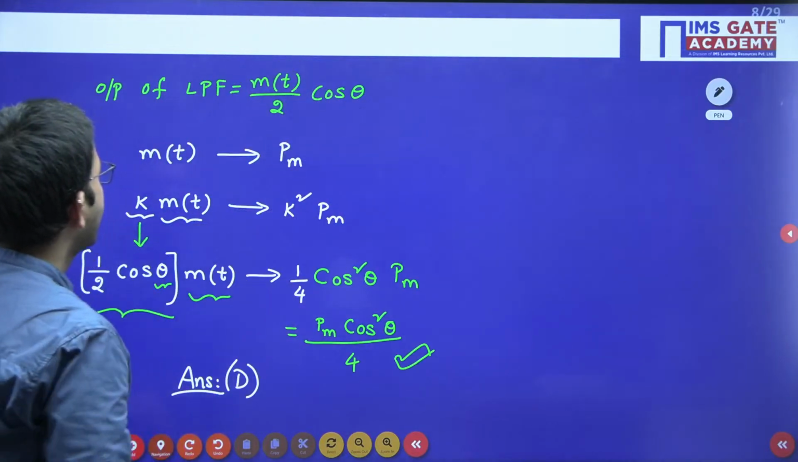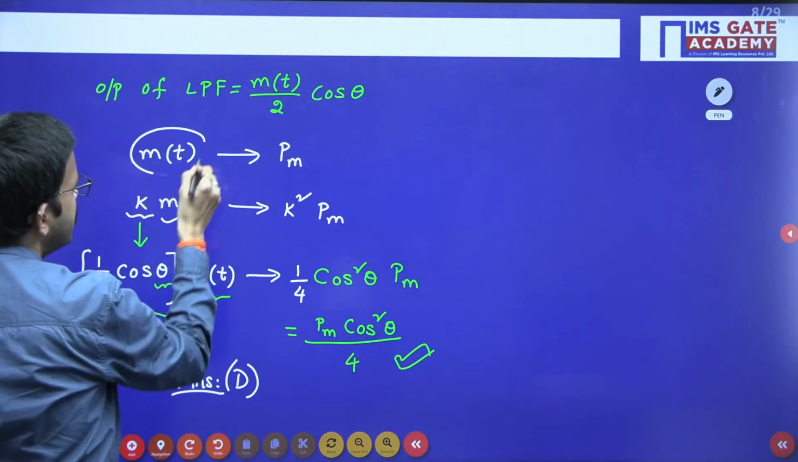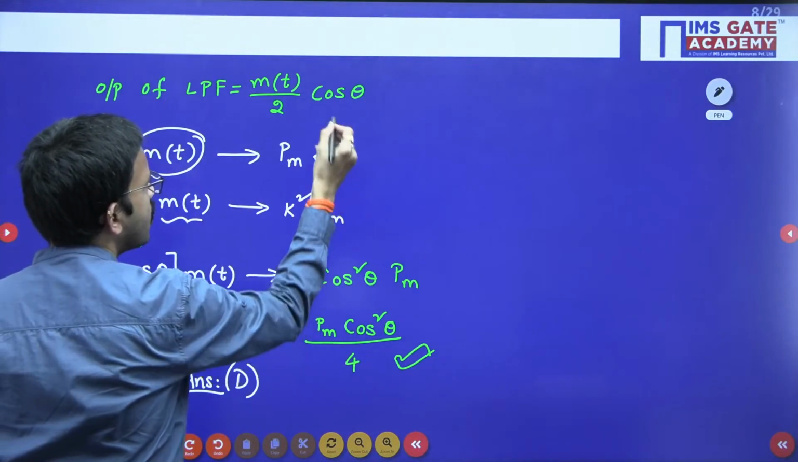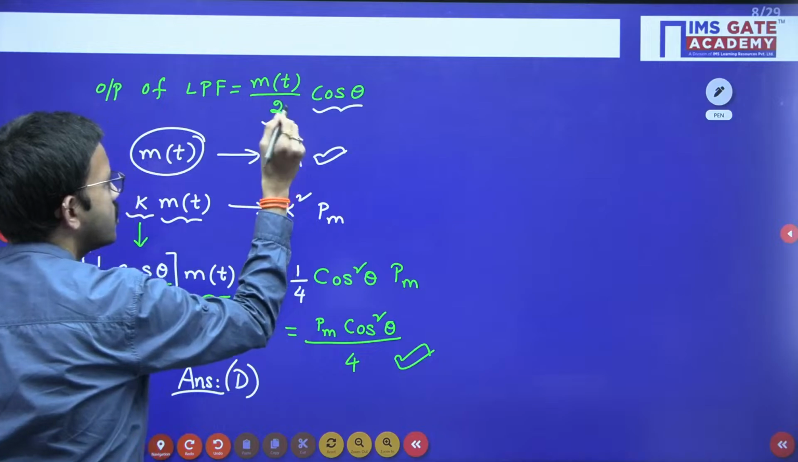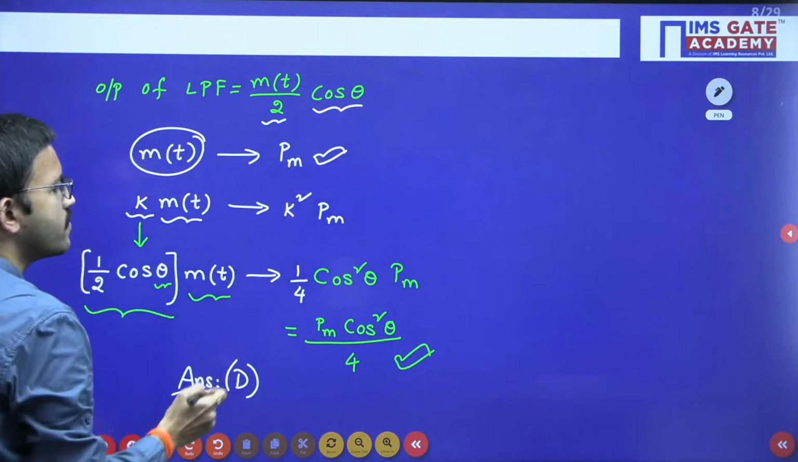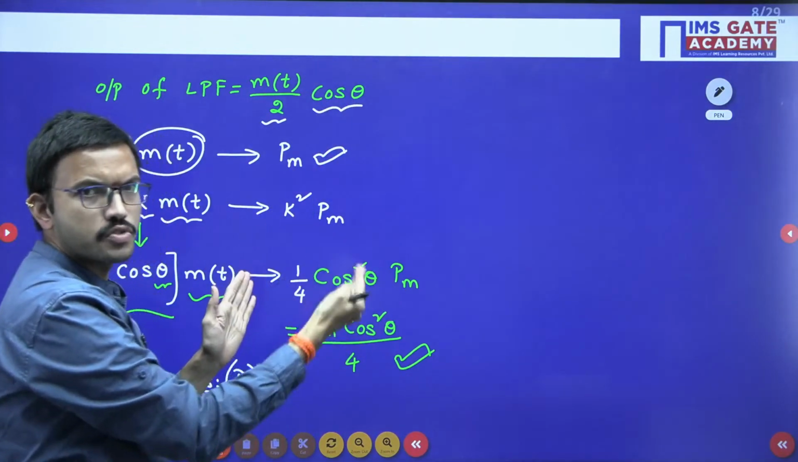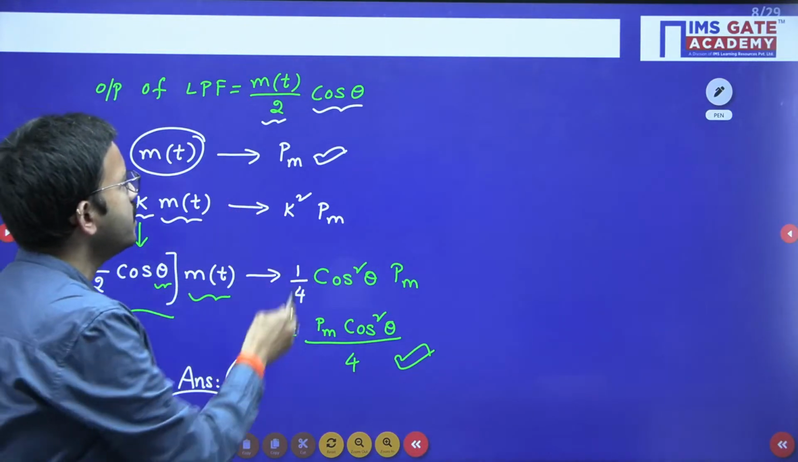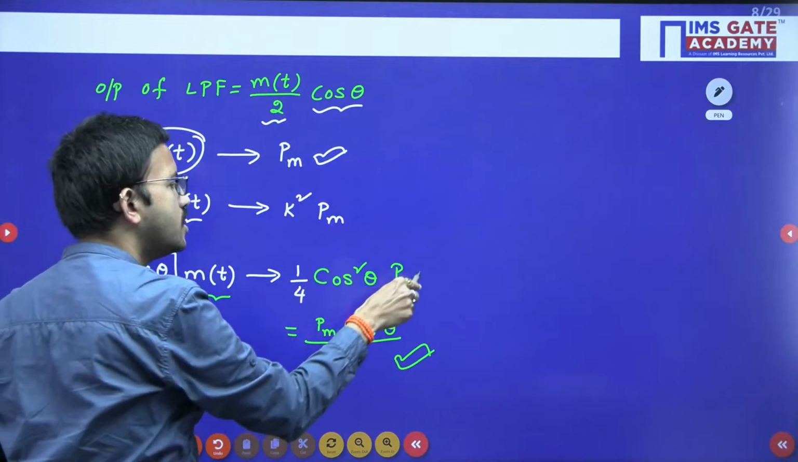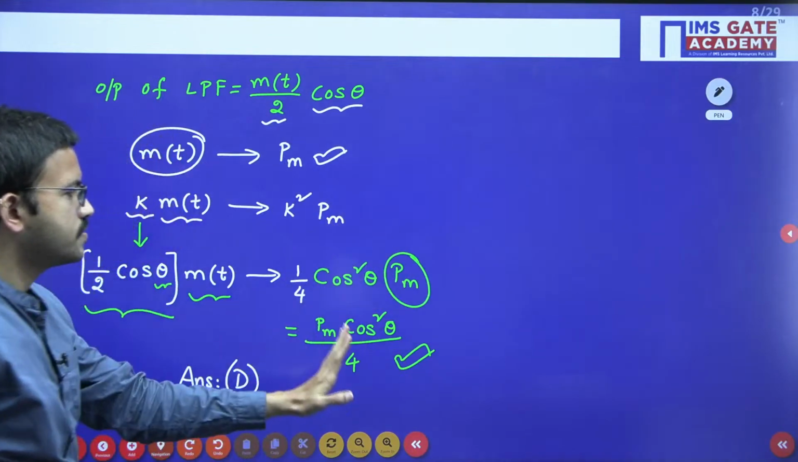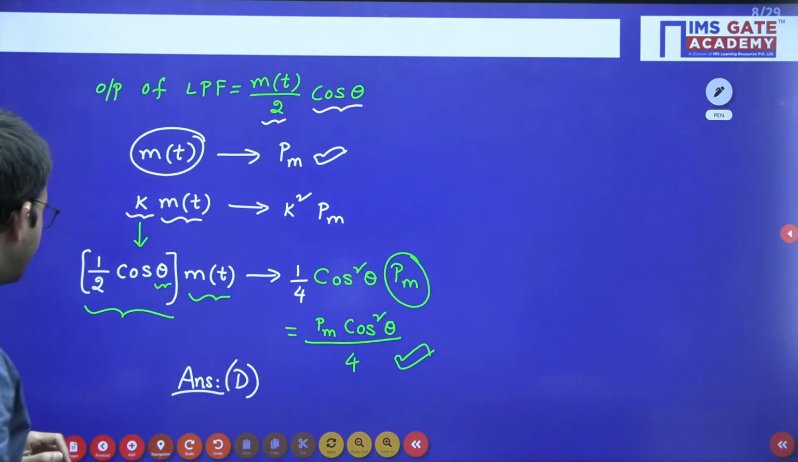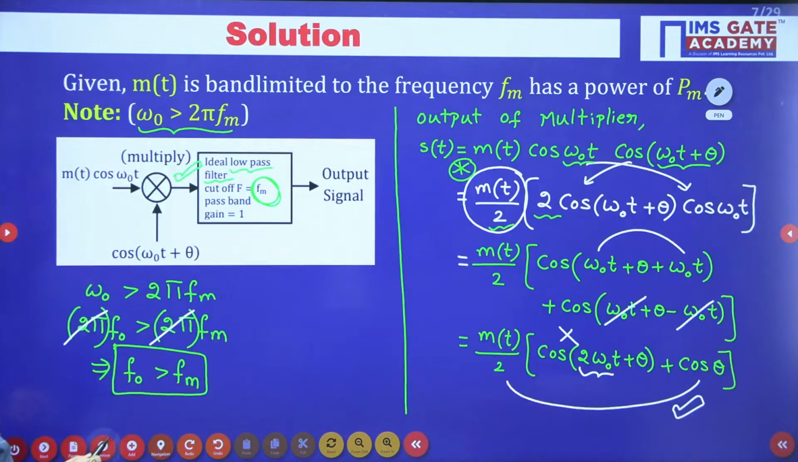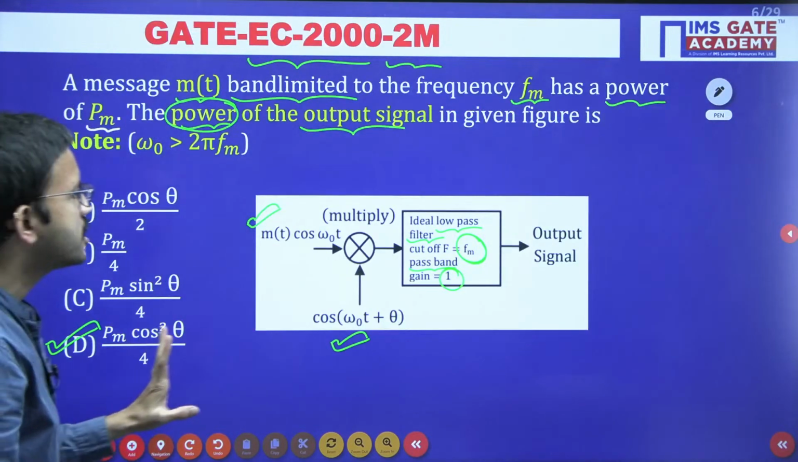Yes or no? Now regarding m of t, the power is Pm, but here cos theta is constant and 1/2 is constant. So whatever constant you are having, that is getting power 2, right? Or simply you can perform the square of that constant term, and then regarding m of t, as usual, the power is Pm. That's all. How much time will it take?